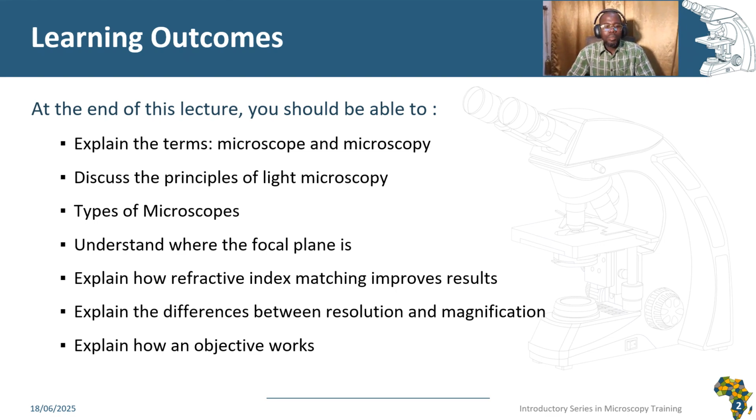At the end of this lecture, you should be able to explain the difference between the terms microscope and microscopy. You should be able to discuss the principles behind light microscopy. You should also tell the different types of microscope, understand where the focal plane is. You should be able to explain how refractive index matching improves results, explain the differences between resolution and magnification, and lastly, you should be able to explain how objective lenses work.